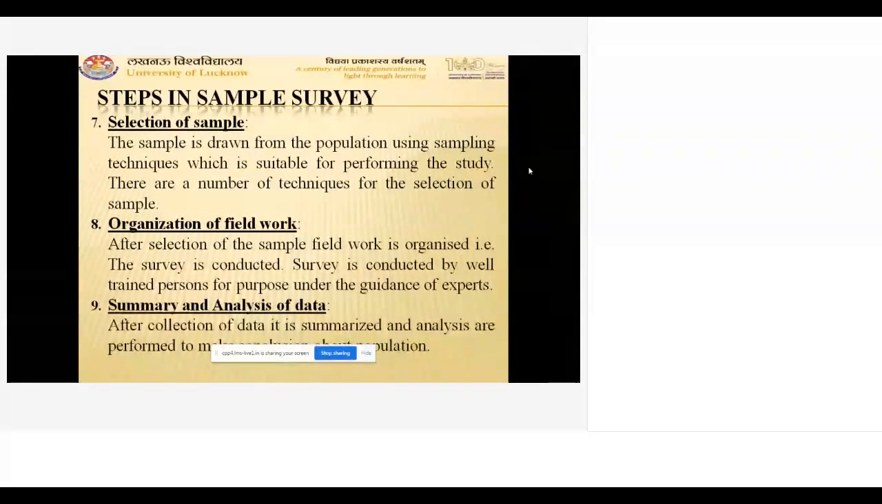The survey is conducted with the help of trained persons. The complete fieldwork is organized under the guidance of experts. Then, after organizing the fieldwork, the data is summarized and analyzed with the help of some statistical techniques.